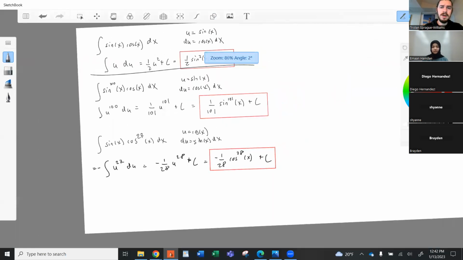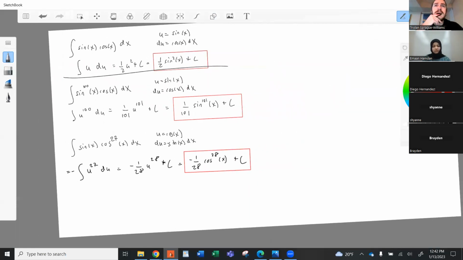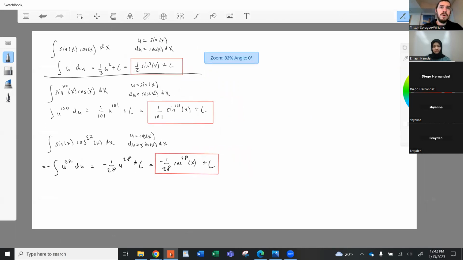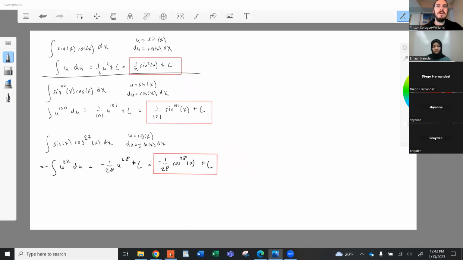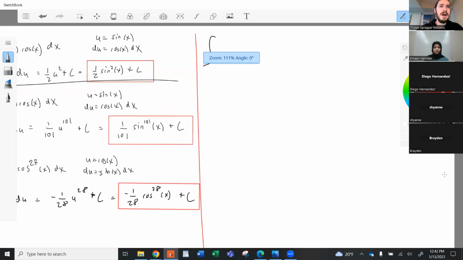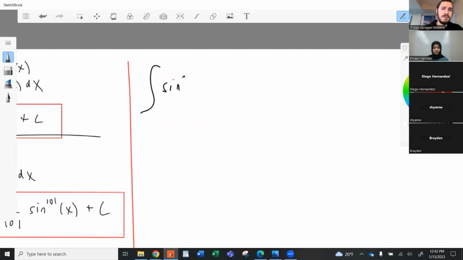Where it gets a little bit harder is if both of them are raised to a power. So for example, let's do two slightly harder examples. The first, what if you had sine squared times cosine cubed? Now, how do you approach that?